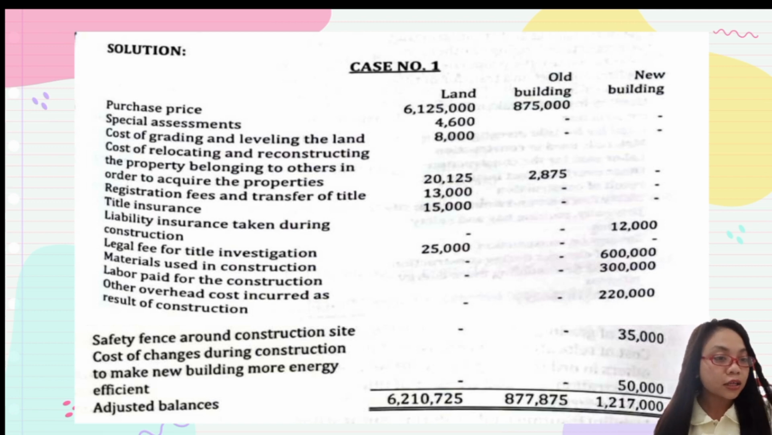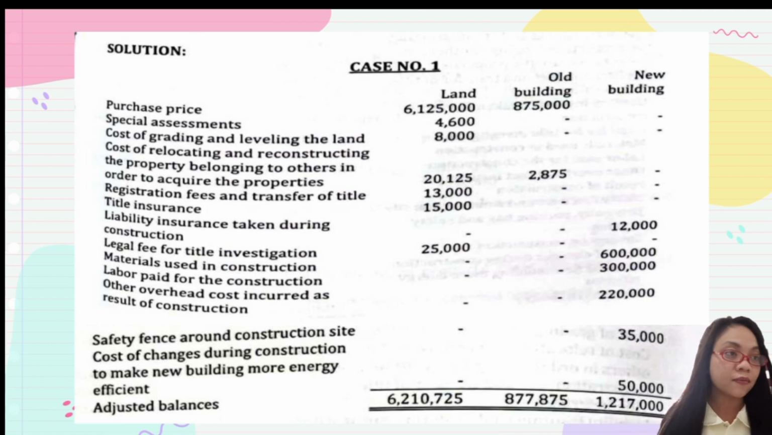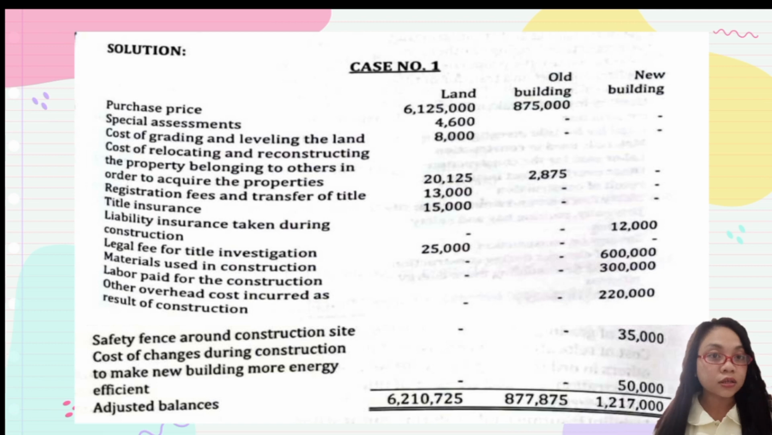So ang total adjusted balance of land is 6,210,725. For the old building natin is 877,875. However, kaning allocated cost sa old building is charged to loss. It is because if the old building is demolished, dili na siya, ang iyang value is di na ma-recover and dili na valuable. So, i-write off ang value sa old building as a loss, and will also be recorded as a loss in the company's financial statement.